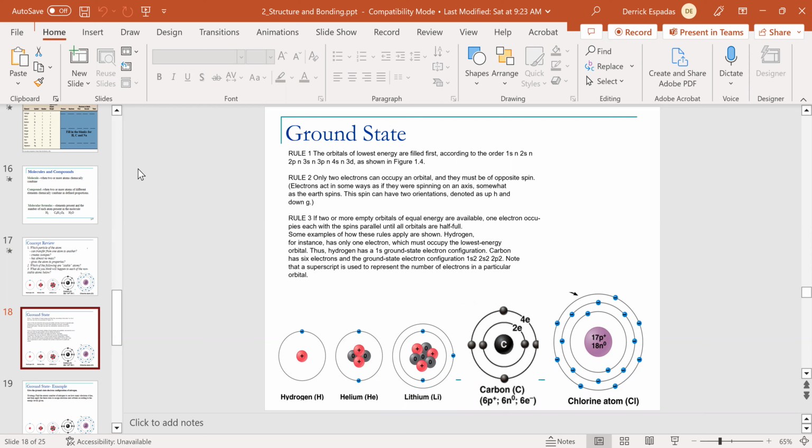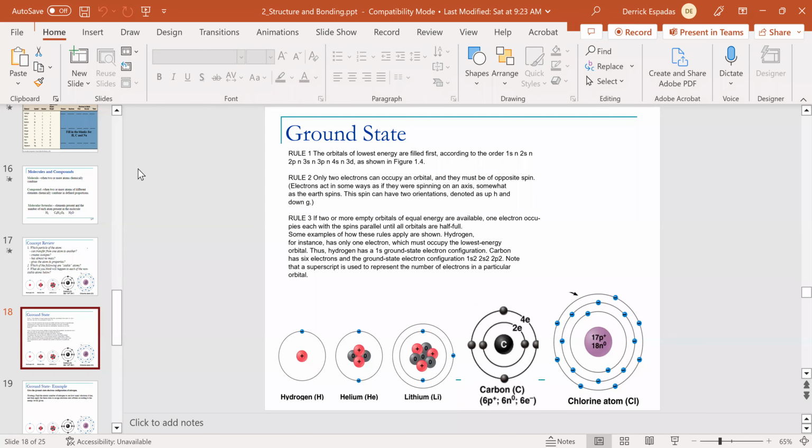So electrons actually spin. There's a lot of movement going on. And if 2 or more empty orbitals of equal energy are available, 1 electron occupies each with the spin parallel until all orbitals are half full. So, for instance, hydrogen has only 1 electron which occupies the lowest energy orbital. So hydrogen has a 1s ground state configuration.